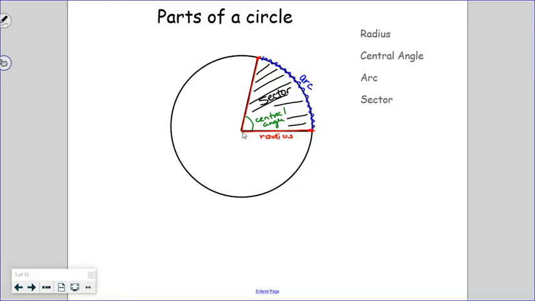You are going to be given formulas for finding arc length and finding area of a sector. They are not formulas that need to be memorized. You just need to know how to use them. You'll always be given those formulas. You just have to know what goes where and how to appropriately use them.